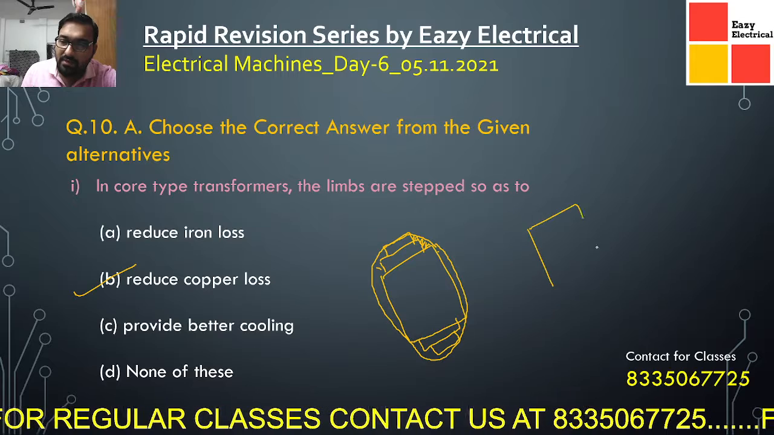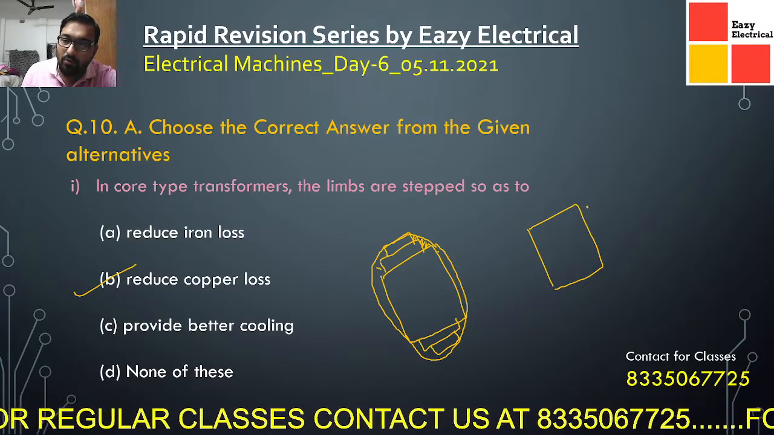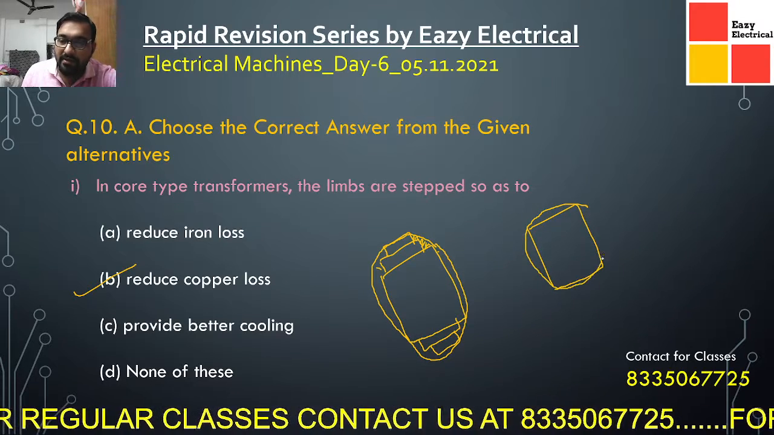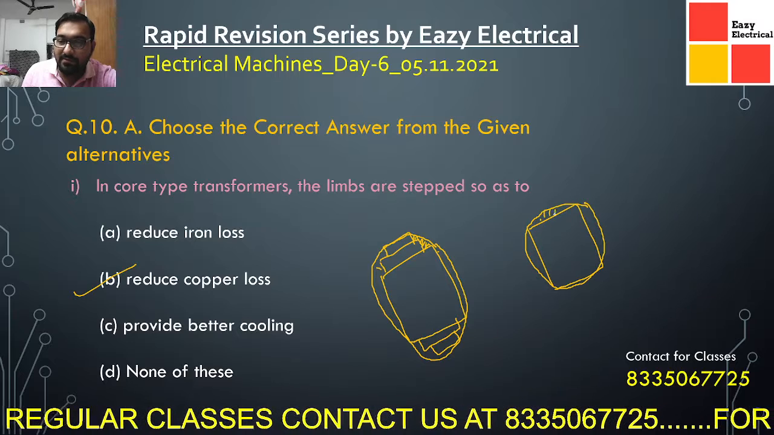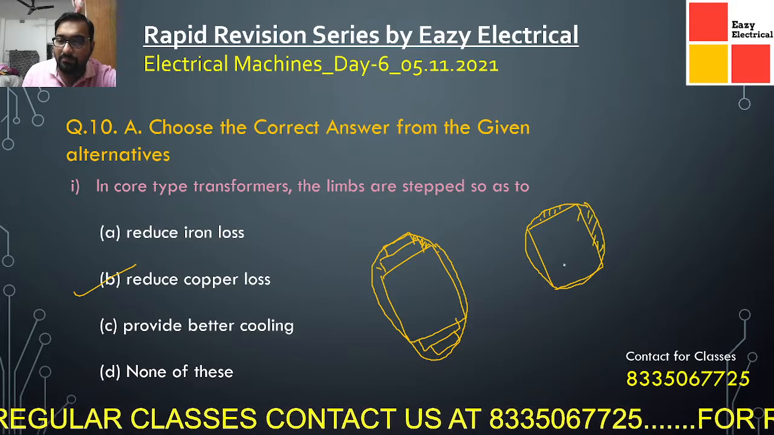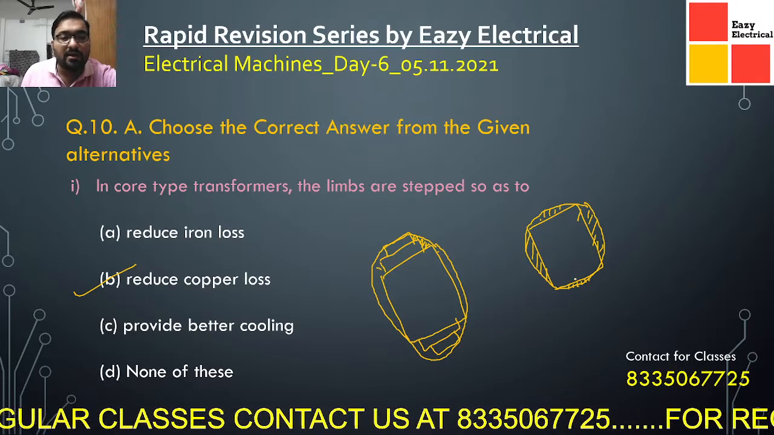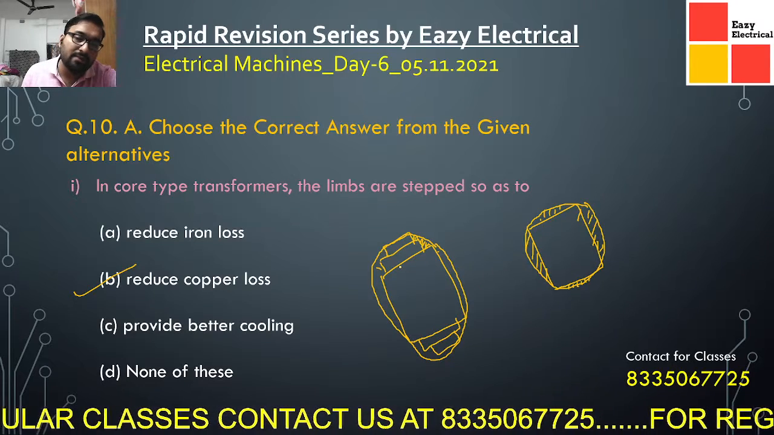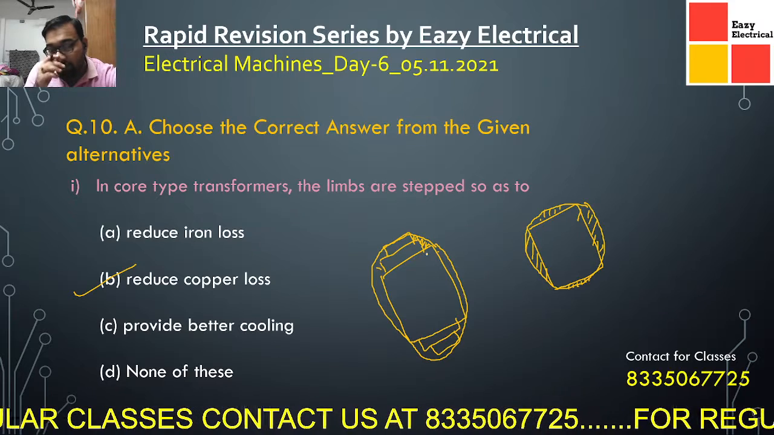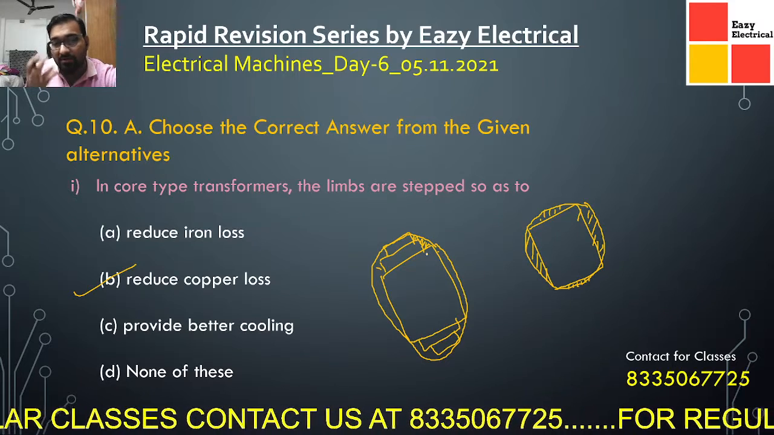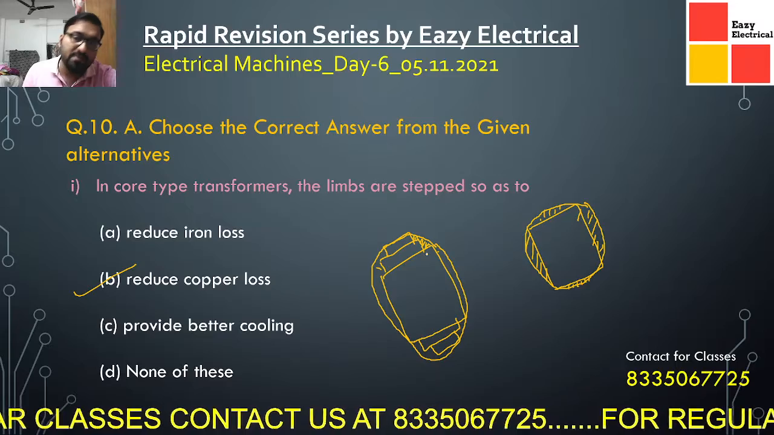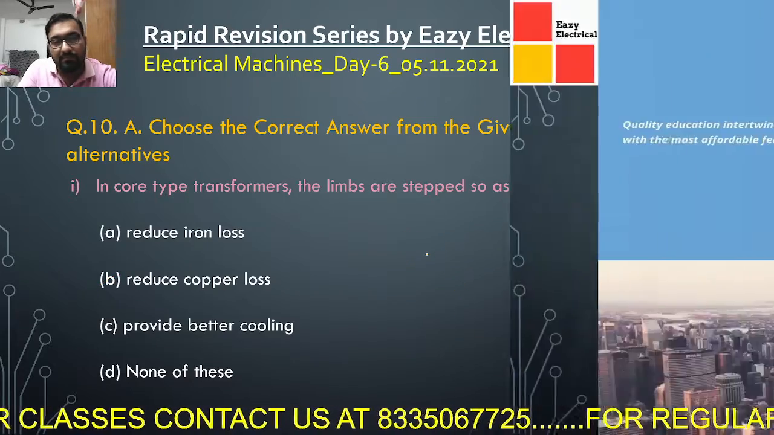If suppose we are using a single core, in that case if we wind a coil above it, then there will be a lot of free space. This free space is a great amount. So to reduce this vacant space, we basically use the stepped core. So to reduce the copper loss, that is the conductor material required, we basically use the stepped core.